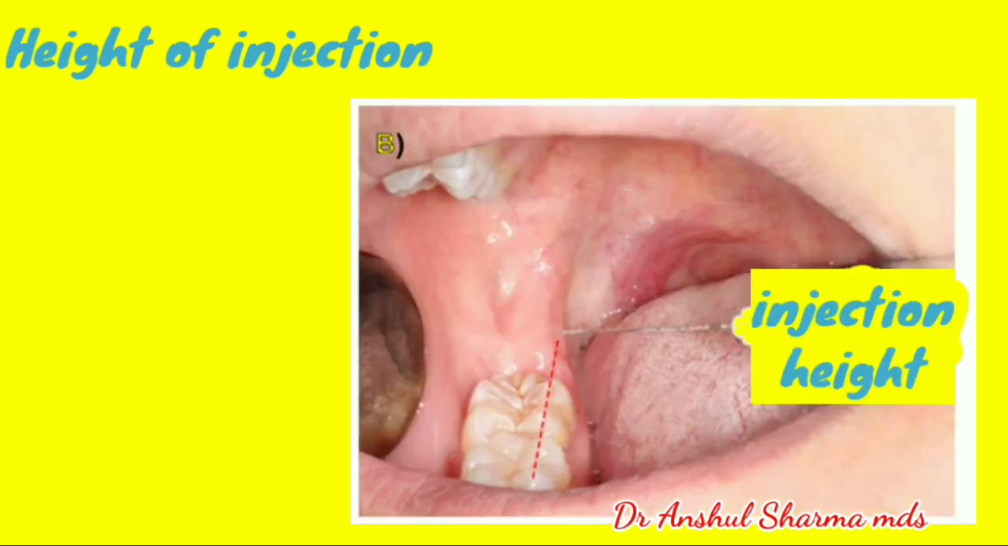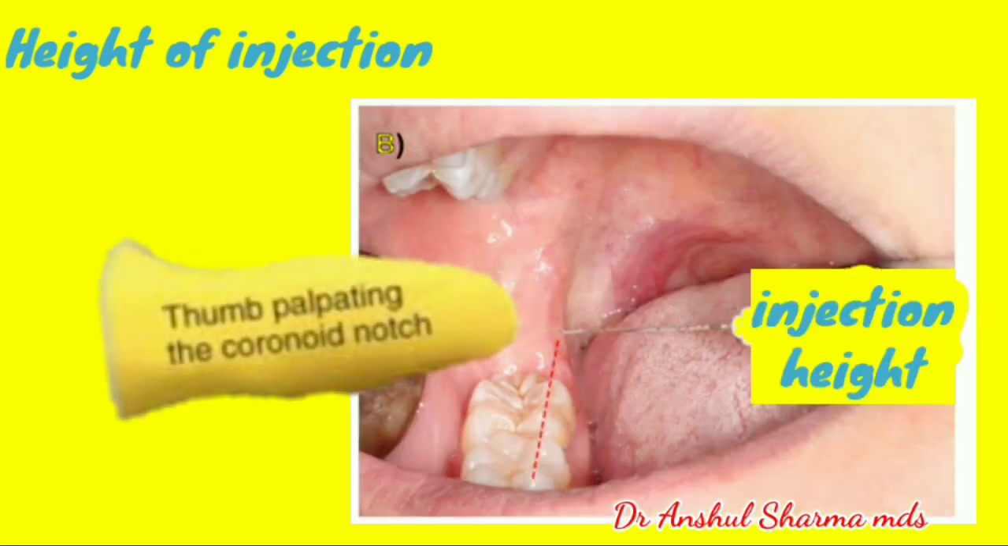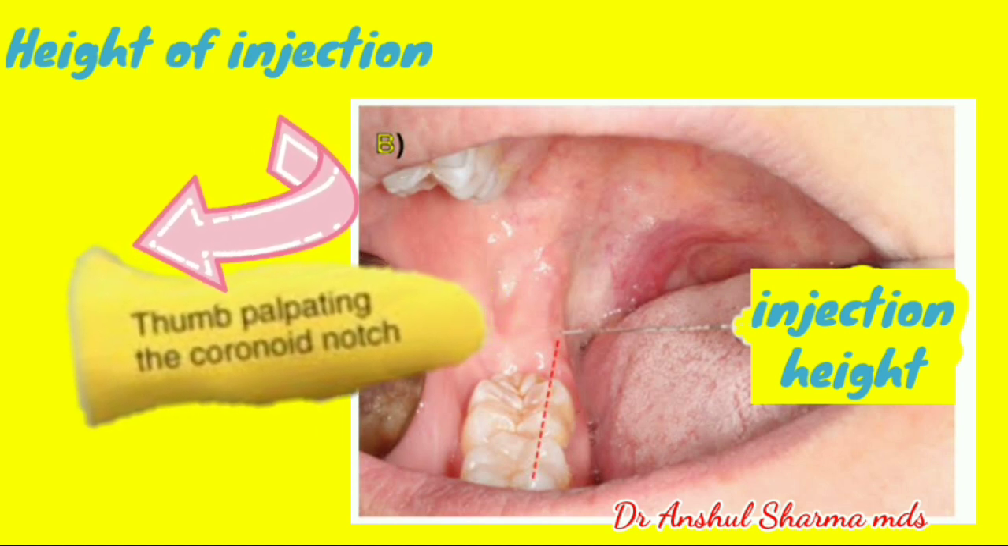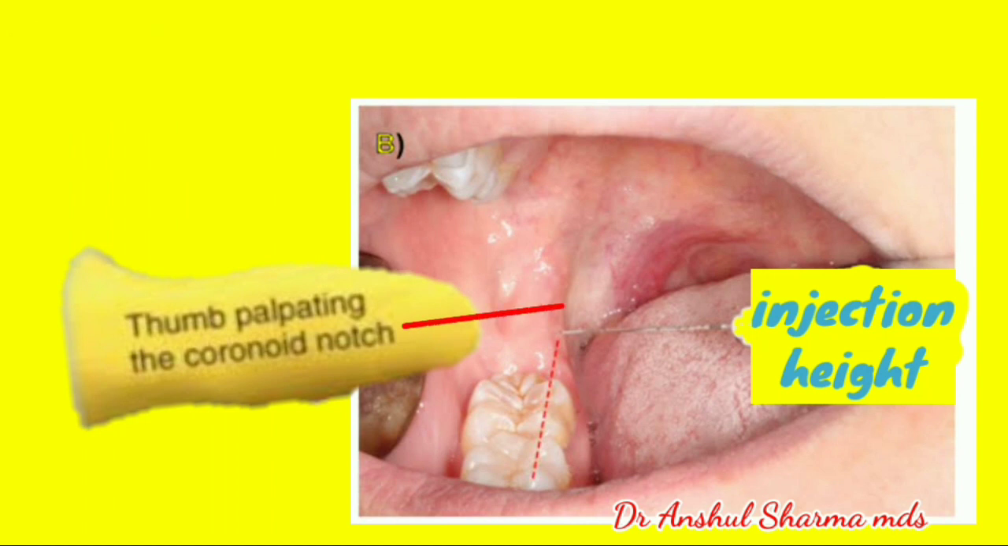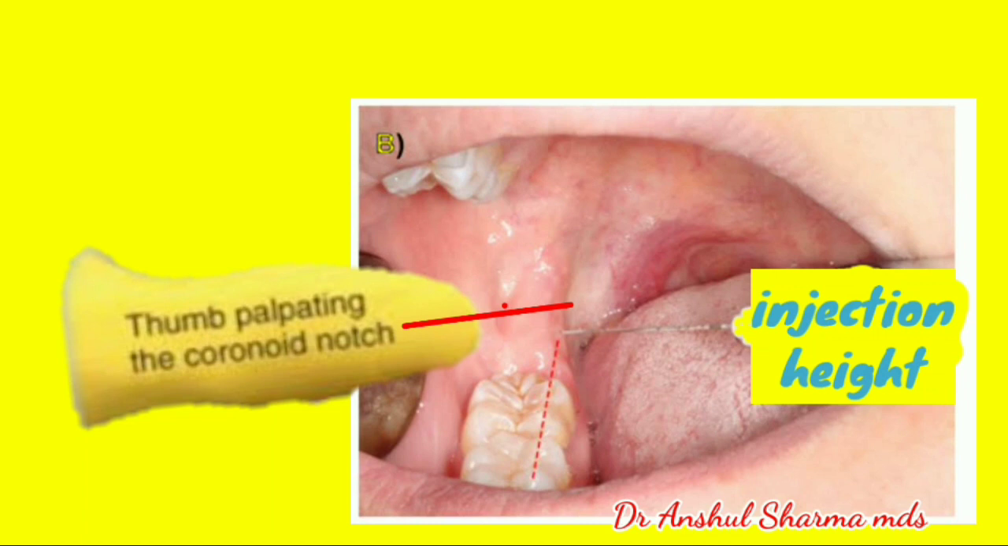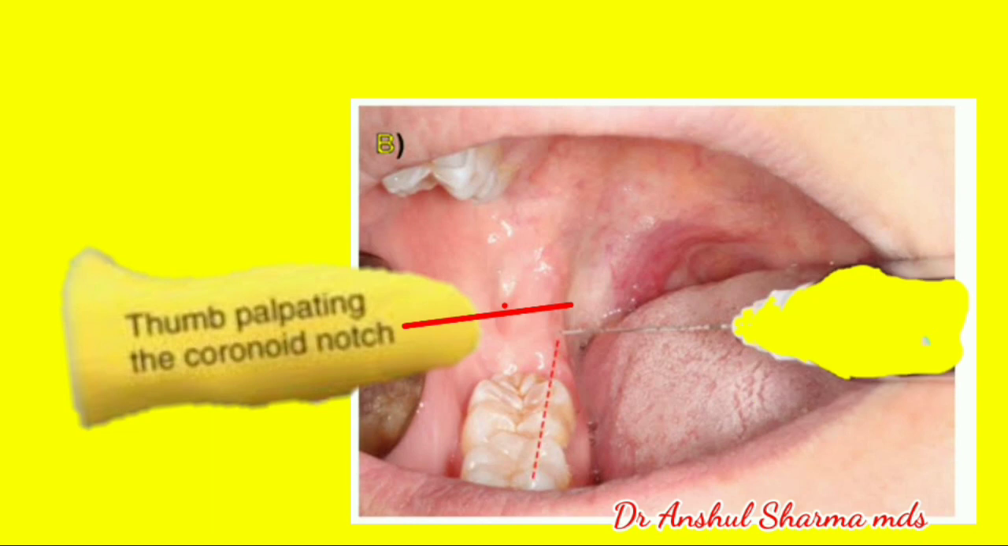To determine the height of injection, place the index finger or thumb of your left hand in the coronoid notch. Draw an imaginary line extending posteriorly from the fingertip in the coronoid notch to the deepest part of the pterygomandibular raphe, as the pterygomandibular raphe turns vertically upward towards the maxilla, determining the height of injection. This imaginary line should be parallel with the occlusion plane of the mandibular molar teeth.